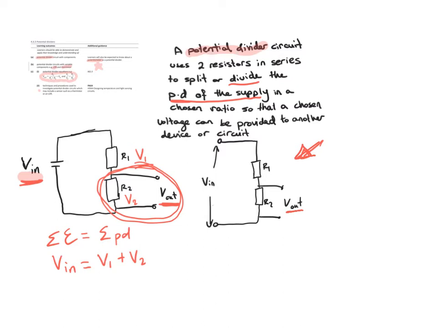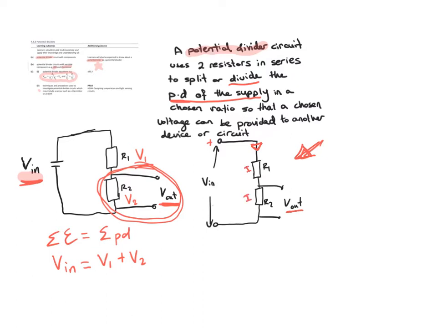If a resistor has high resistance, it will get more potential difference. If they both have equal resistance, they will split the V in equally. This happens due to Kirchhoff's first law. So in Kirchhoff's first law, we know, this is the positive terminal, we know that the current has only one loop to flow through. So the current through resistor 1 will be the same as the current through resistor 2.